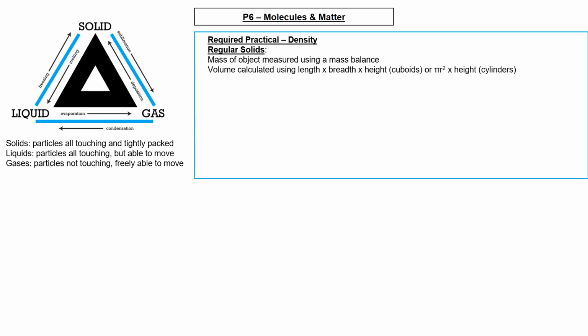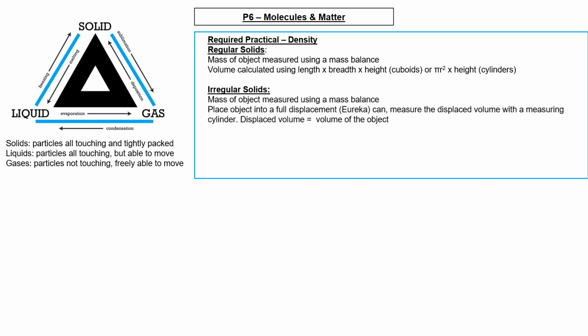So there's a required practical. Density. We're going to look at regular solids first of all. So a regular solid is like your cuboid or your cylinder. Cuboid like a box or a block of metal or a block of wood or something like that. You measure the mass of the object using a mass balance, and you can calculate the volume using length times breadth times height. That's for cuboids, or for cylinders, it's pi r squared multiplied by height. Now you'll notice pi r squared is the cross-sectional area of the end of the cylinder, and then you multiply that by the height to get the volume.